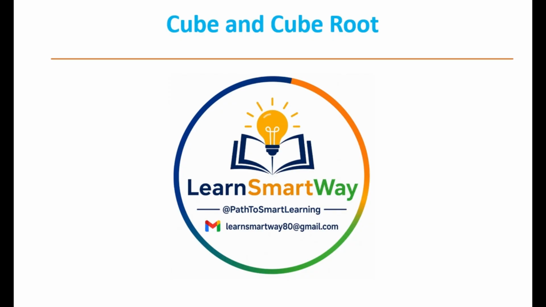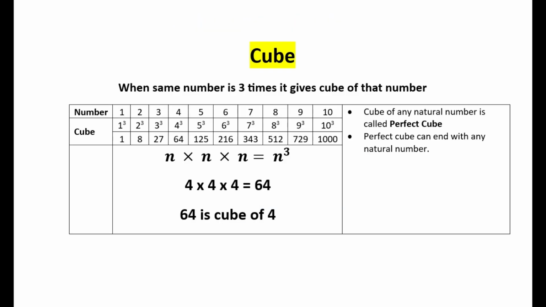Let's learn about cube and cube root. Okay, so let's see what is the cube. When the same number is multiplied 3 times, it gives a cube of that number. So let's take a look at the example.